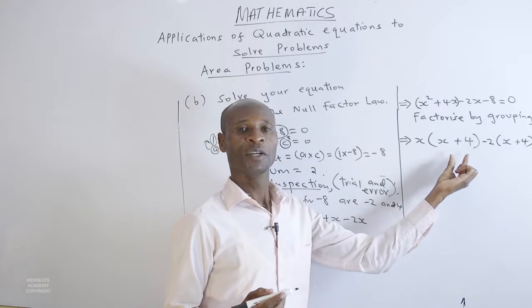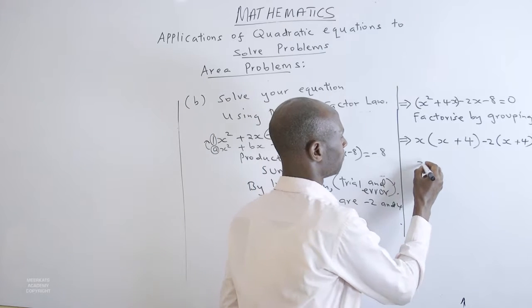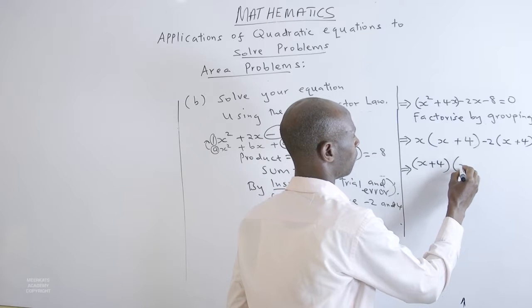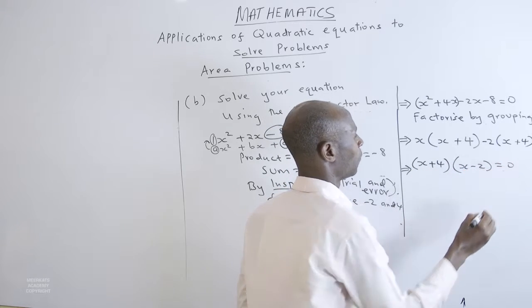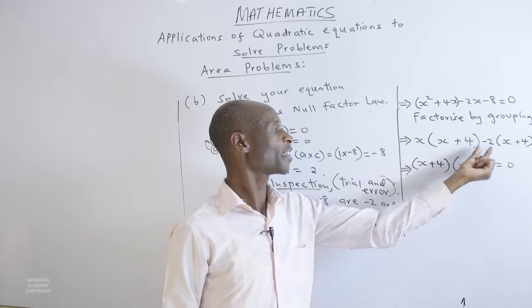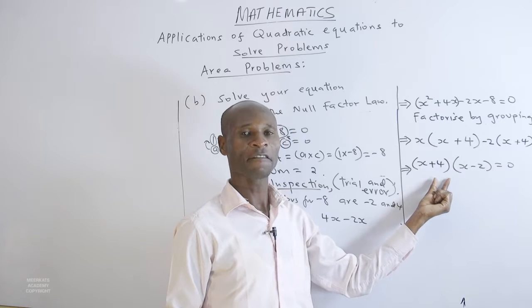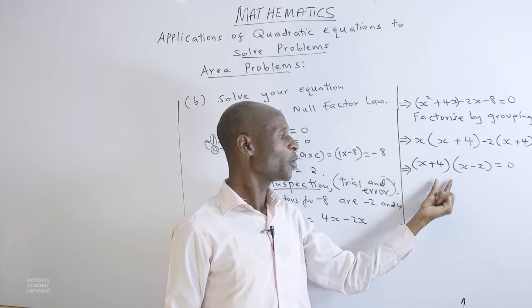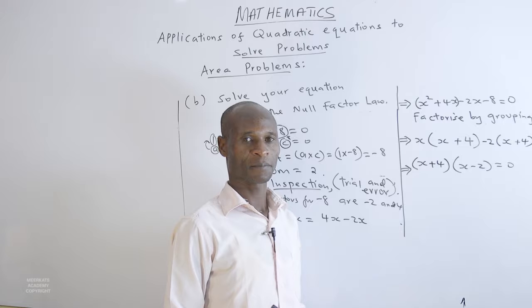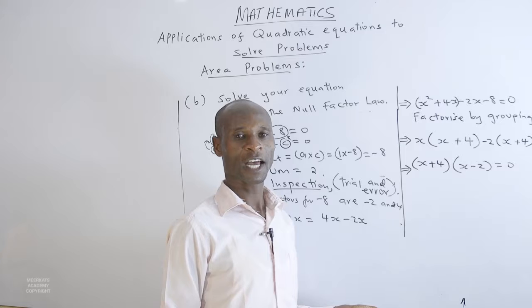So at this point, we start by writing the repeated factor. The repeated factor is x plus 4. Then the other factor is x minus 2 equals to 0. So these are the linear factors. How do we find the value of x using these linear factors? To find the value of x, we use the null factor law.